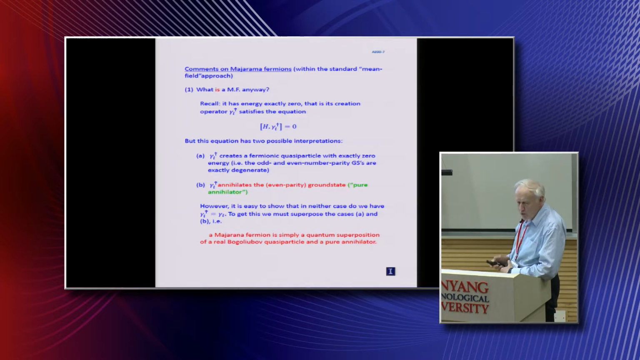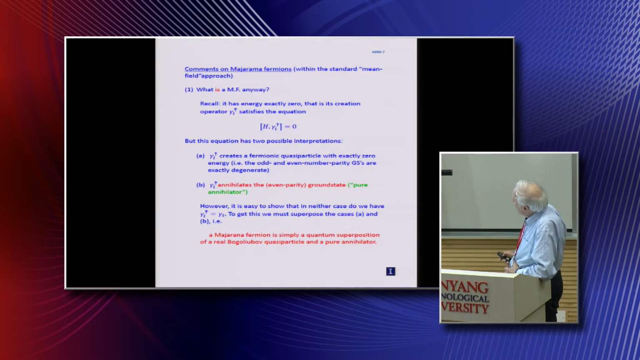And the first question, which has sort of bugged me ever since I first learned about these exotic beasts, is what exactly is a Majorana fermion? And I think to see the answer to that, what we have to do is to recall that it has energy exactly zero, so that its creation operator, gamma dagger i, simply commutes with the Hamiltonian. Now, that equation actually has not one, but two possible interpretations.